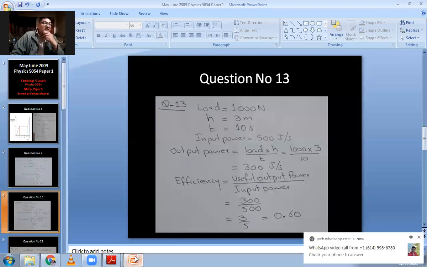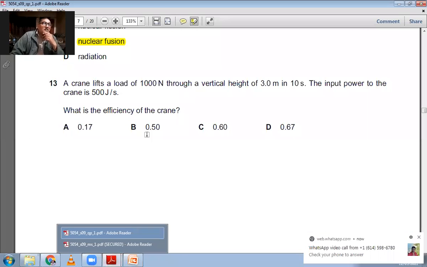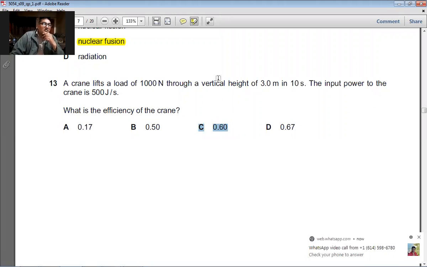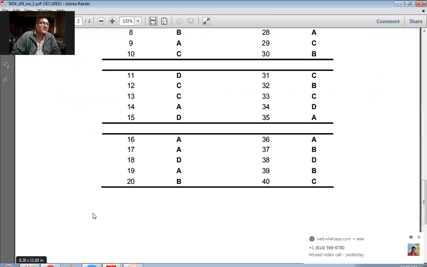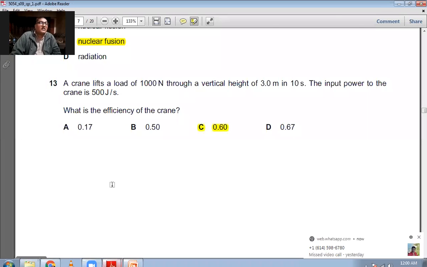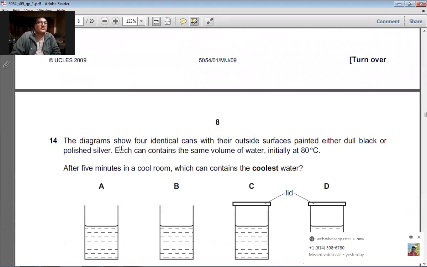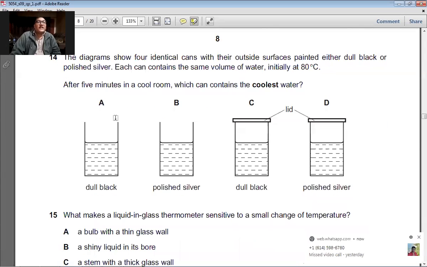So let's check. I think C is the right answer. And it says C is the right answer. Let's check question number 13. Question number 13, C is the right answer, sir. So we are going to the next question.